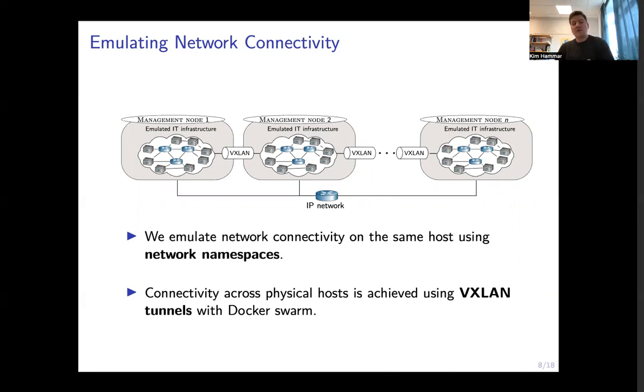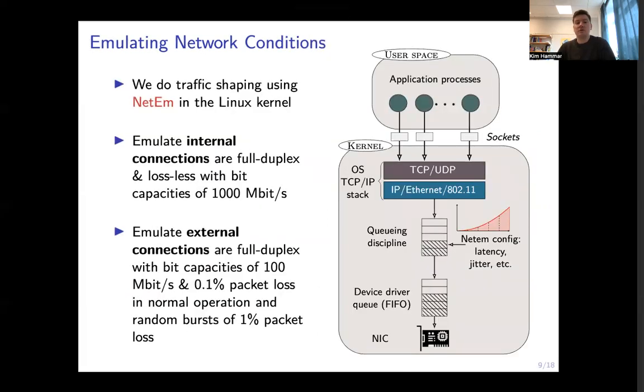The next step is that we also want to make sure that this network that we create, this overlay, resembles as closely as possible the network of the real target infrastructure. We achieve this using the netem module in the Linux kernel, which allows us to shape the traffic conditions on every virtual network interface card. So this allows us to configure things like delay, bit rates, packet loss, packet reorderings, and jitter, and so on.